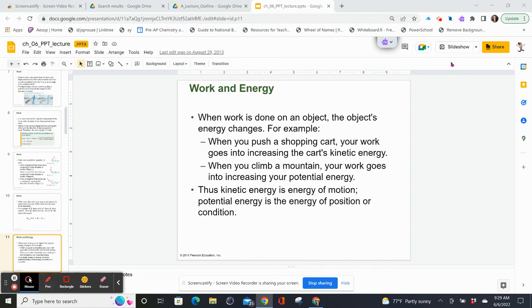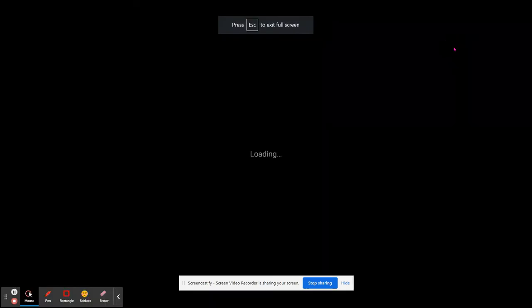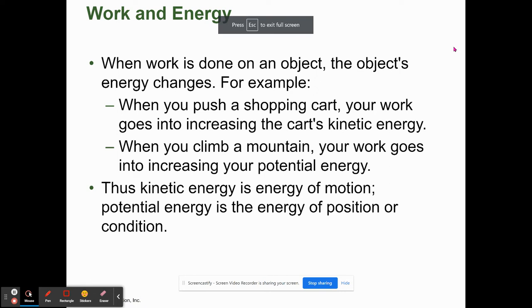All right, so this is section 2. I accidentally went over a little bit in the last one, but we'll start right here again. So this is section 2. We're going to look at work and its relation to energy.